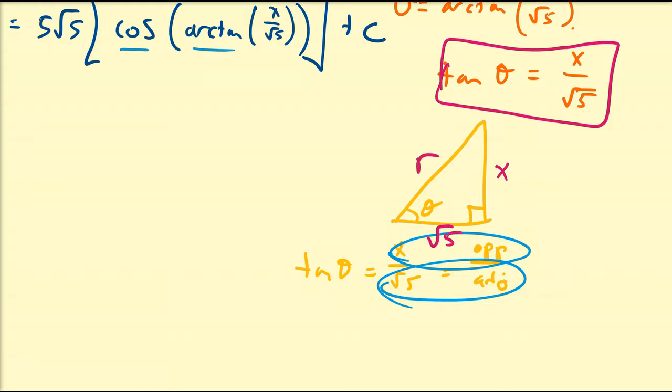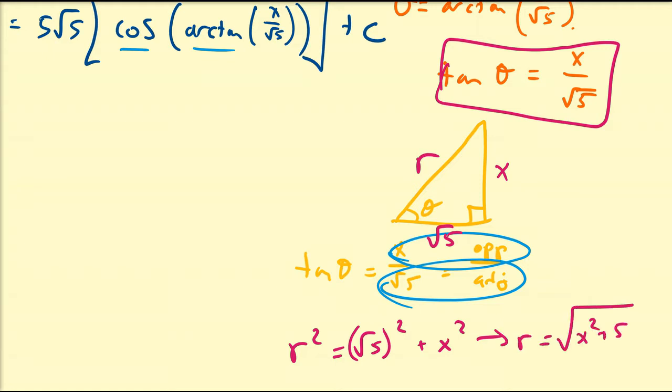So I need to figure out what r is in this picture. By the Pythagorean theorem, r squared must be equal to the square root of 5 squared plus x squared. So then we can find that r is equal to the square root of x squared plus 5.